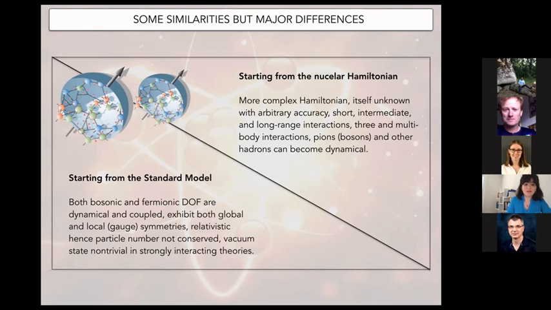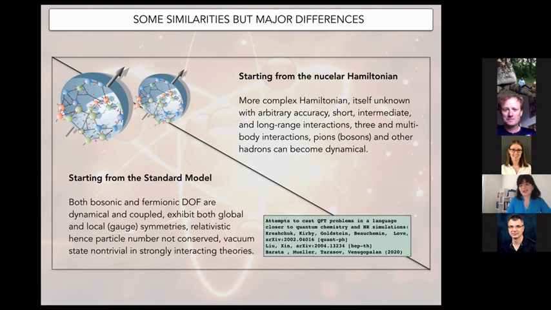If you start from the standard model, the other path, then it's even more different from the quantum chemistry problems, because now we have both bosonic and fermionic degrees of freedom that are dynamical and coupled. And more importantly, we have both global and local gauge symmetries. These systems are also relativistic, so the particle number is not conserved. And the vacuum state itself might not be quite trivial in the strongly interacting theories. There are some ideas and papers out there on how to cast this problem in a form that is closer to quantum chemistry and non-relativistic systems, so I encourage you to check out these papers.